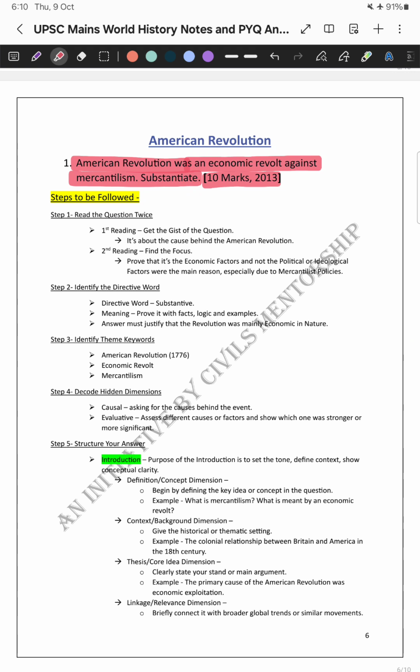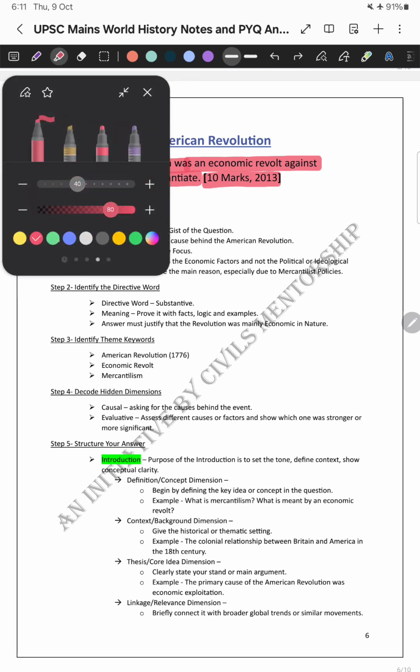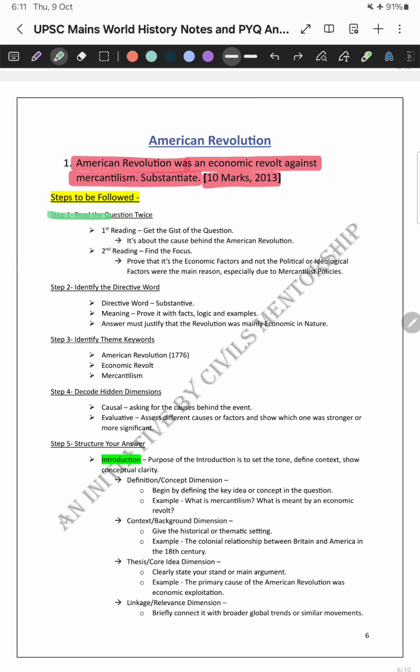So let's dive in. What are the steps? As I mentioned, every question we will be decoding in a 6-step framework. This is the first step: read the question carefully, or rather, read the question twice. Now what does this mean? Let me show you. Read the question twice.